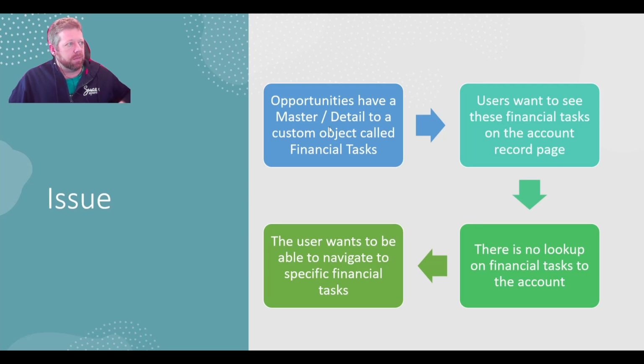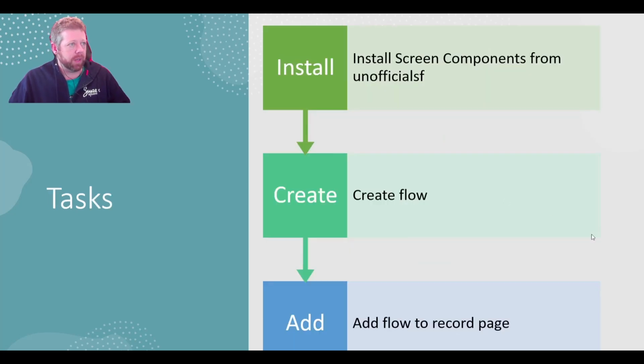So the way we're going to do that is we're going to take advantage of a couple of components that are available on UnofficialSF, which is my go-to website. There are some amazing things on there that really extend your ability to do things in flow. So we're going to install a couple of those, create the flow, and then add it to the record page.